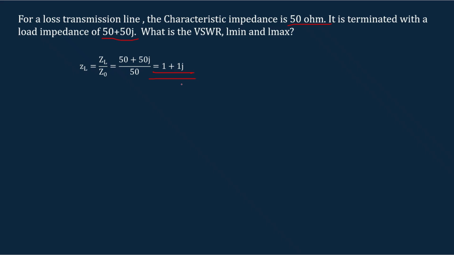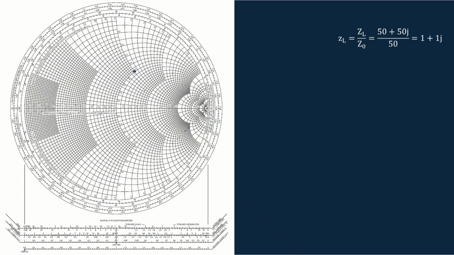The next step is to mark this point on the Smith chart. So we have marked this point on the Smith chart. The resistance value is 1 and the reactance is plus 1j. It means that it is an inductive value. This is the resistance circle corresponding to 1 and this is the reactance circle corresponding to plus 1. So this point gives you the value.